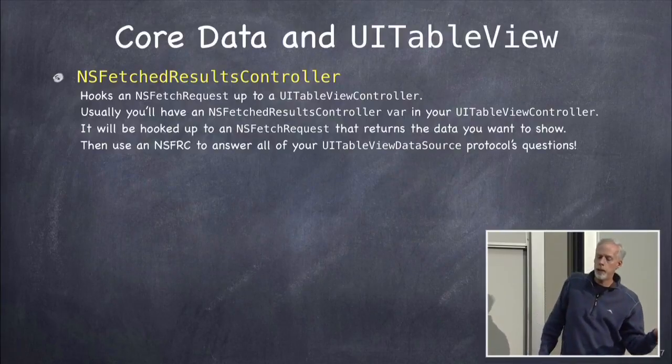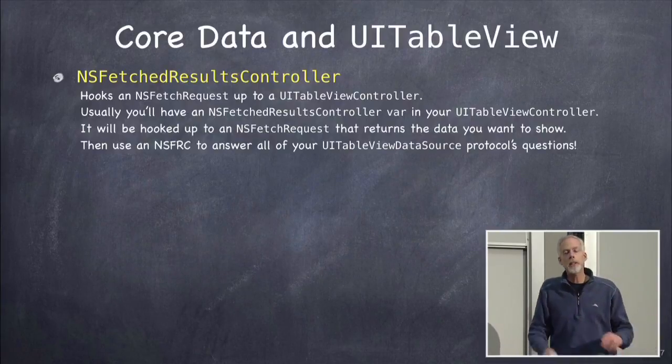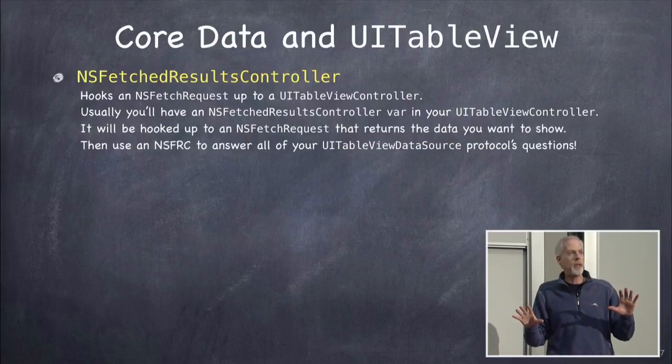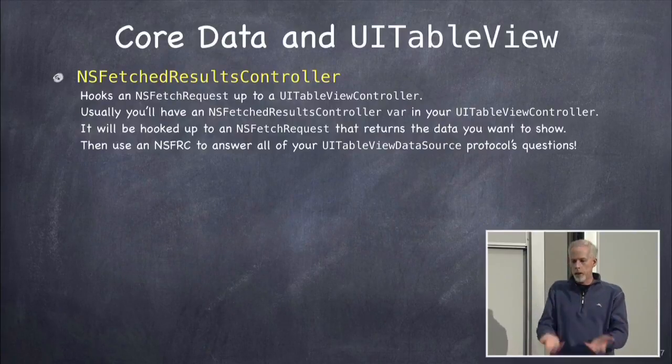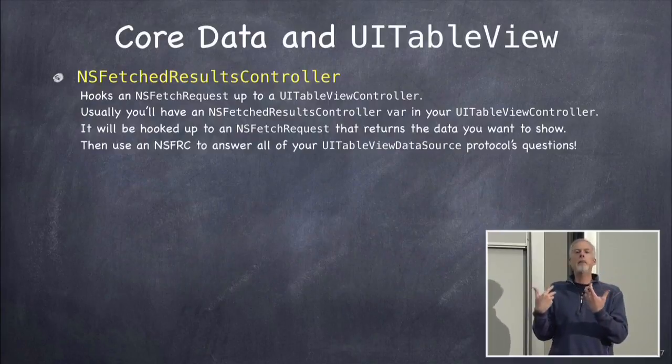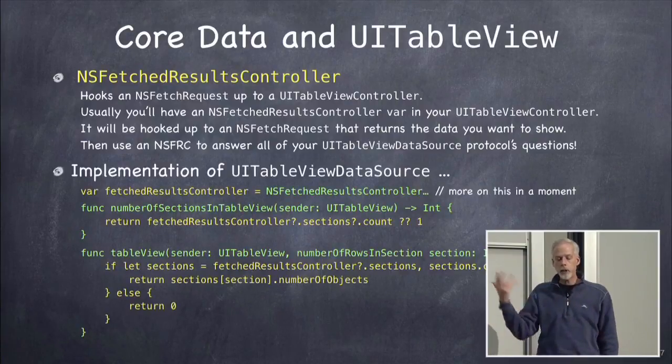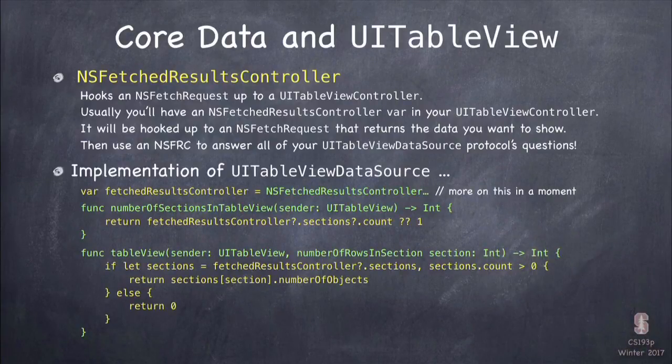The other way that the NSFetchedResultsController works is that it provides implementation for all of your UITableViewDataSource methods, because the contents of your table are coming out of the database. It lets you answer all of them: how many sections, how many rows in a section, all that stuff. In fact, this is what it looks like. This is the implementation that you're going to put into your controller when you have a fetched results controller.